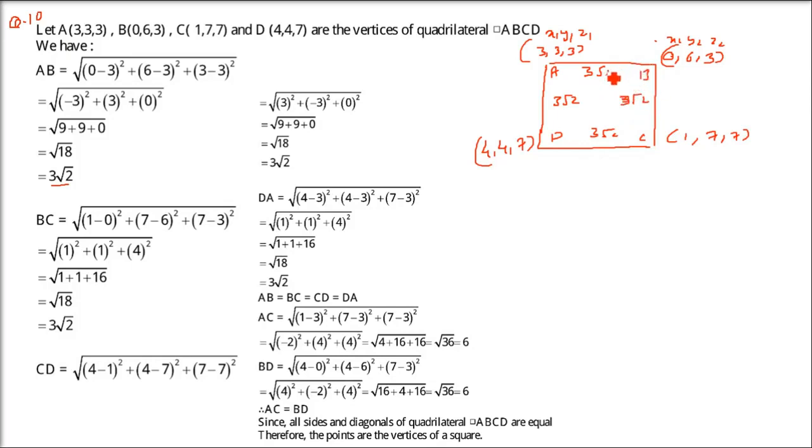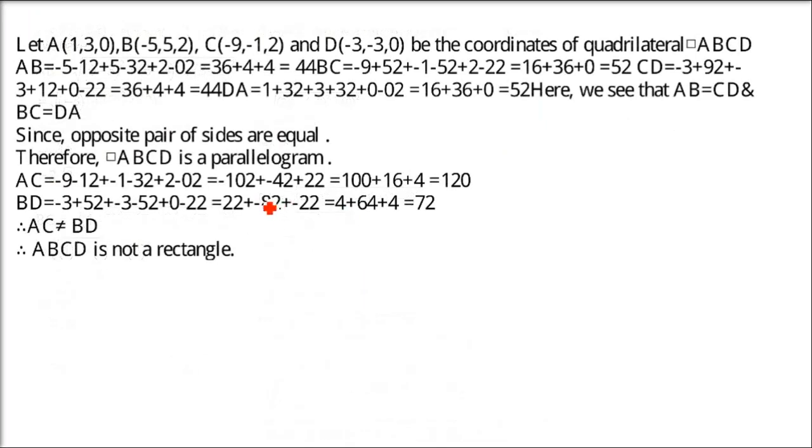So in order to confirm that it is a square, we will try to find out the diagonals. And for the diagonals, we have A and C. Similarly, for the other diagonal, we have D and B. Both we have. So now just find out the distance in the same way. And we have 6, 6 as the diagonals, and hence this is a square.